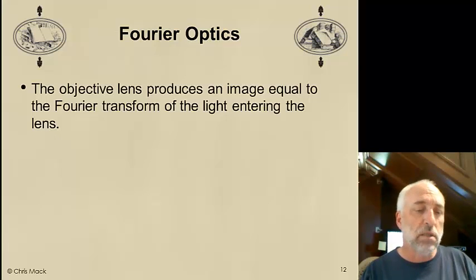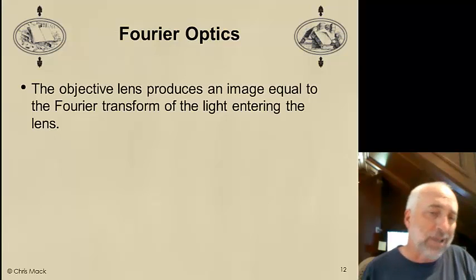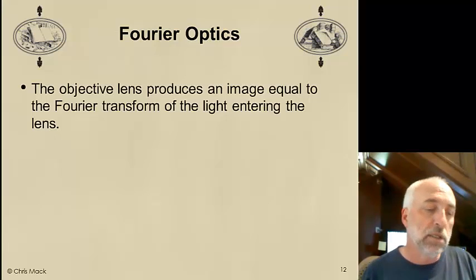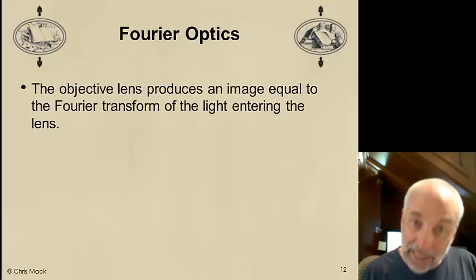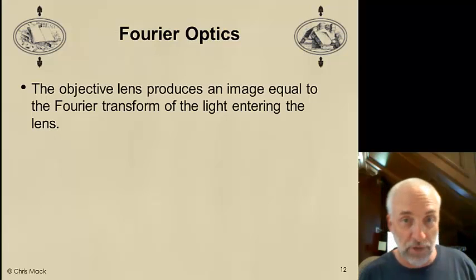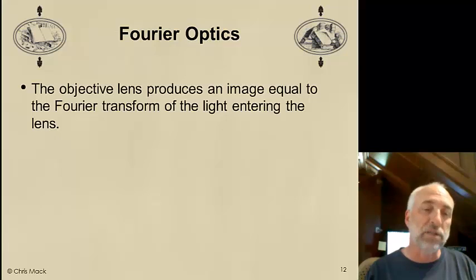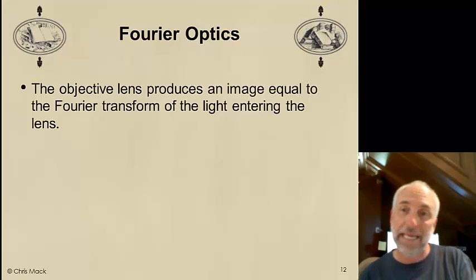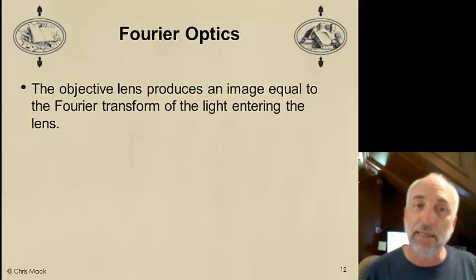If we want an image to look like the object, and the light going into the lens is a Fourier transform of the object, what we would really like our lens to do is take an inverse Fourier transform. And in fact, that's what a lens does. A well-designed, ideal lens, in fact a perfect lens, would be a lens that produces an image that's equal to the Fourier transform of the light that enters the lens.